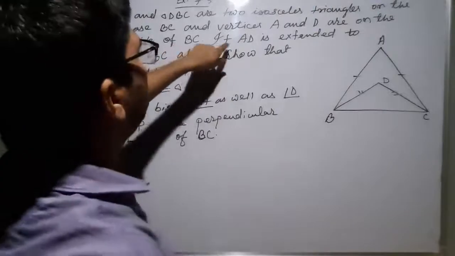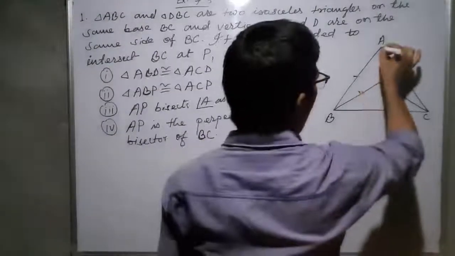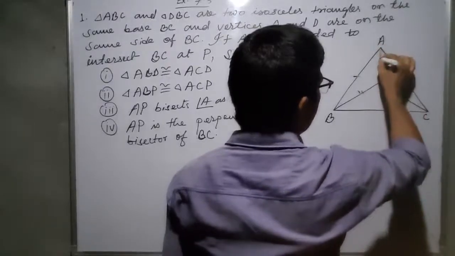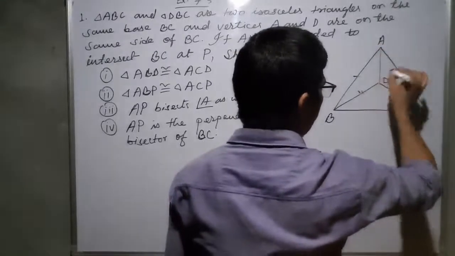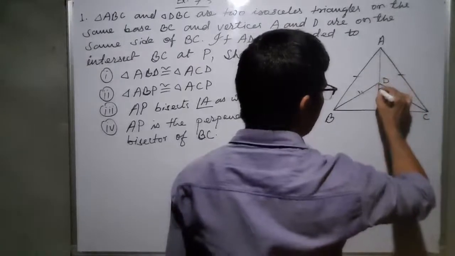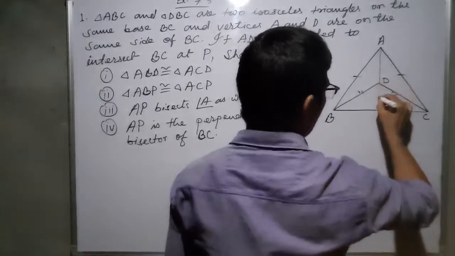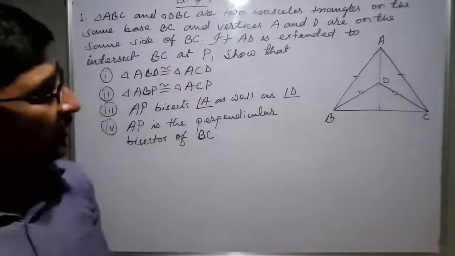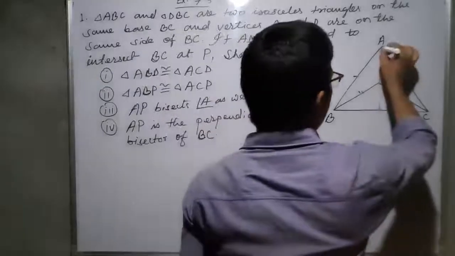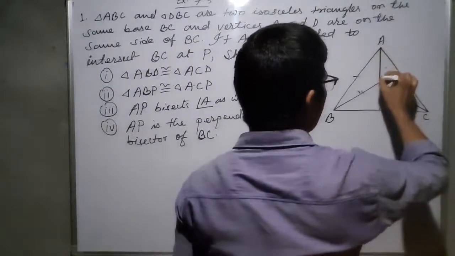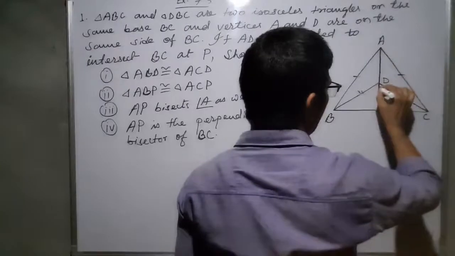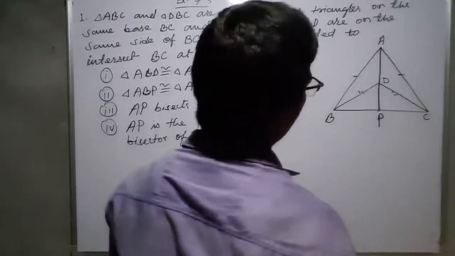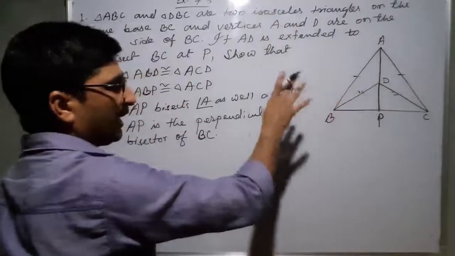And another thing: AD is joined, and this AD is extended to cut BC, to intersect BC at P. So this is P. Okay, this is the question explanation.